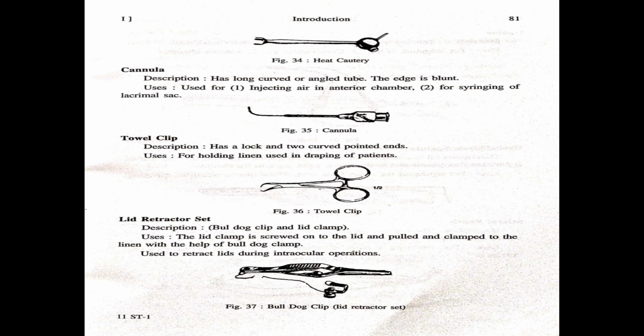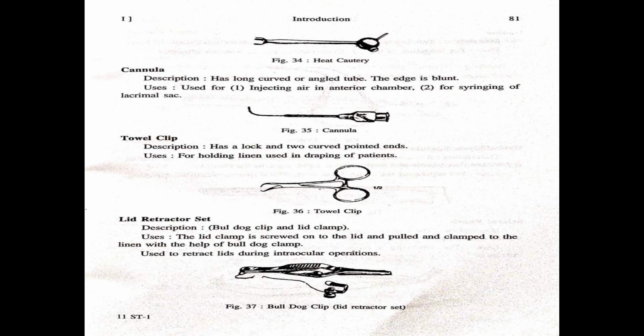Figure 35: cannula. Towel clip. Description: has a lock and 2 curved pointed ends. Uses: for holding linen used in draping of patients. Figure 36: towel clip. Lid retractor set. Description: bulldog clip and lid clamp. Uses: the lid clamp is screwed onto the lid and pulled and clamped to the linen with the help of the bulldog clamp, used to retract lids during intraocular operations.